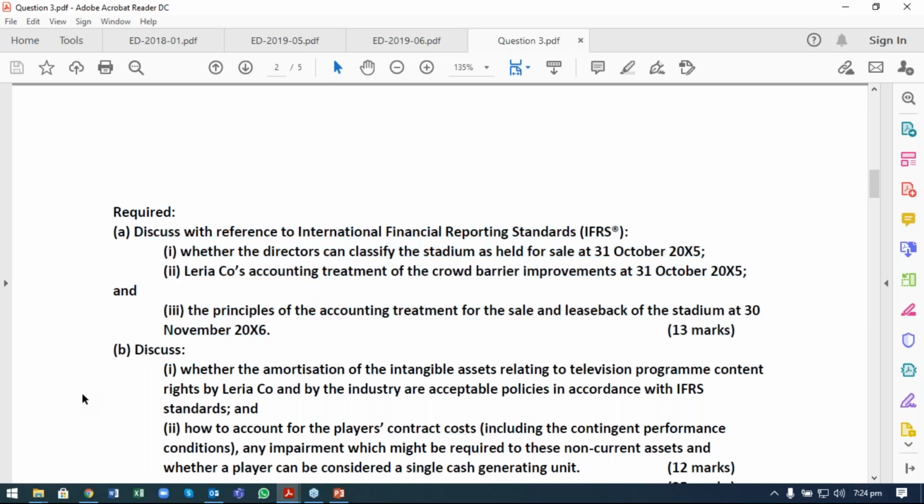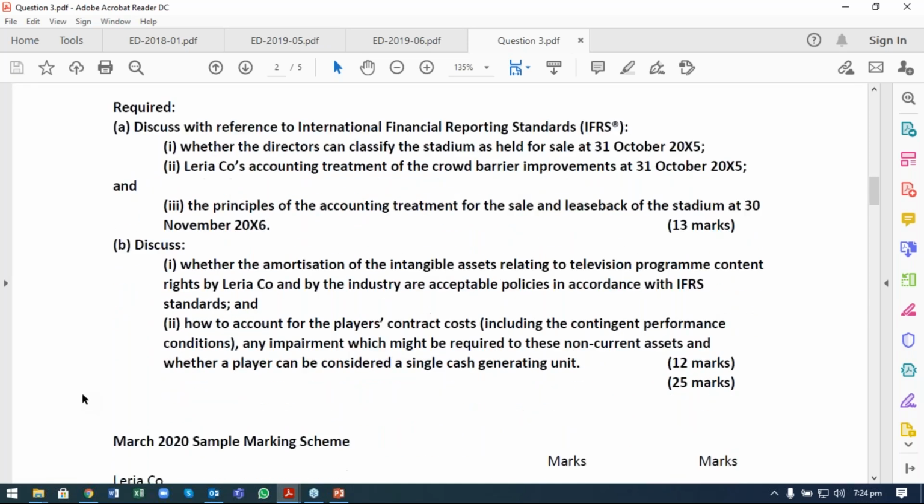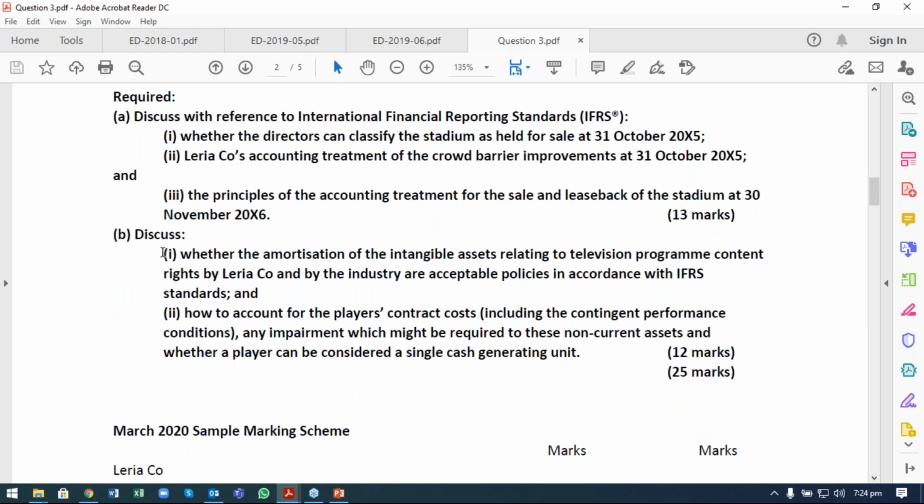So the next thing is the B section will ask you a requirement, which is whether the amortization of intangible asset relating to television program content rights by Laria company and by the industry are acceptable policies in accordance with IFRS standards. So in this section, you will be looking into IAS 38, whether IAS 38 gives you guidance about how the amortization should be charged on the intangible asset, that is the television program content, and how to account for the player's contract.